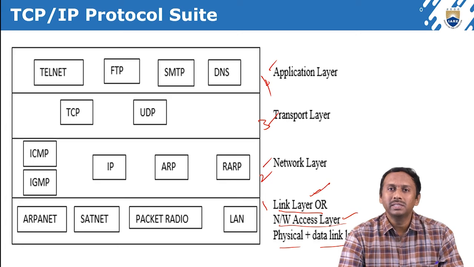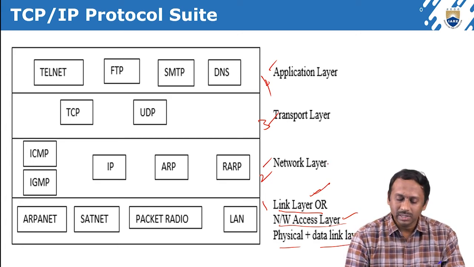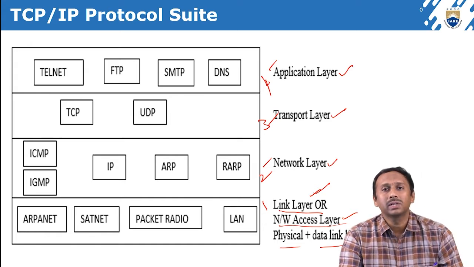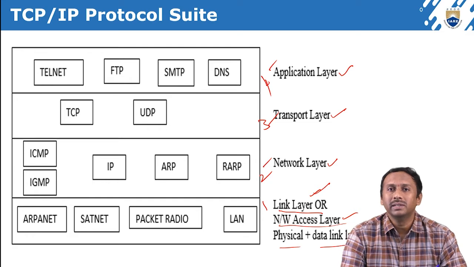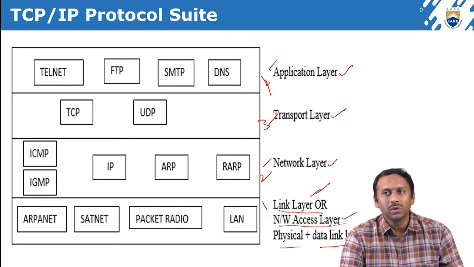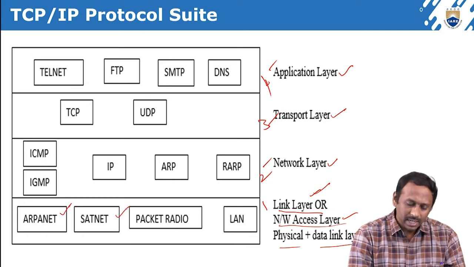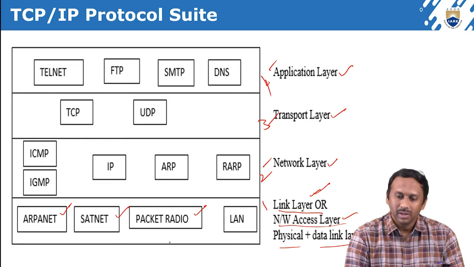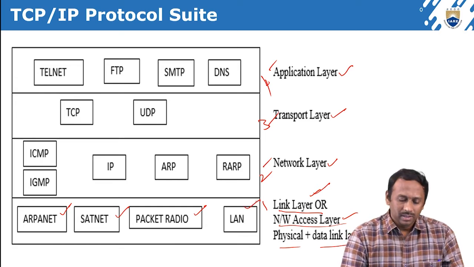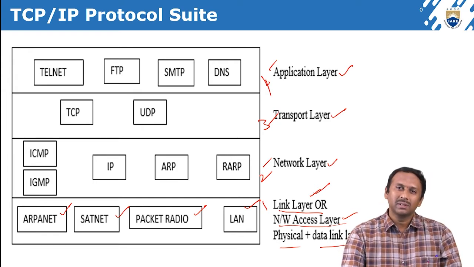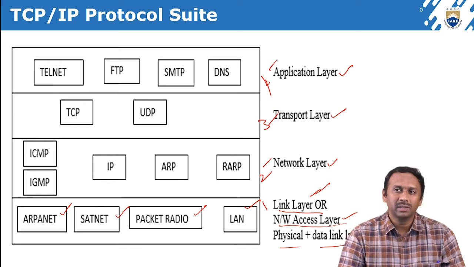It's the first layer in the TCP/IP protocol suite. The second layer is the network layer, the third is the transport layer, and the fourth is the application layer. Now we will see what protocols we use in each layer. The first layer is the link layer, which consists of ARPANET, SATNET, packet radio, and LAN. We cannot say that these are exactly protocols.